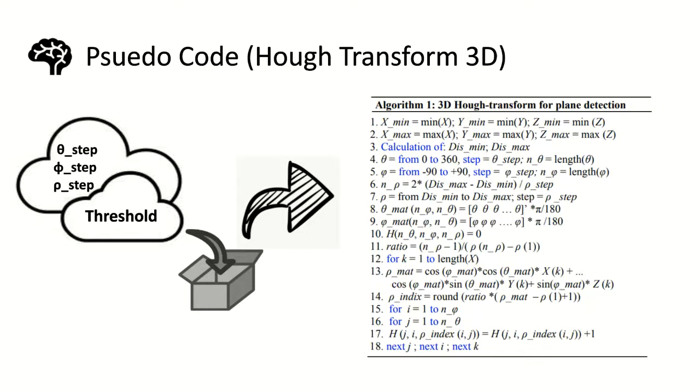The next step, the 10th one, is where you initialize a 3D matrix H of length n theta, n phi, and n rho to 0. The ratio in step 11 is for fitting the rho value into an index. The rho value is calculated in line 13 using the formula and is found with the ratio and the value of rho in step 14, where steps 15 to 18 are updating the votes by incrementing the matrix value by 1. Now moving to the output.